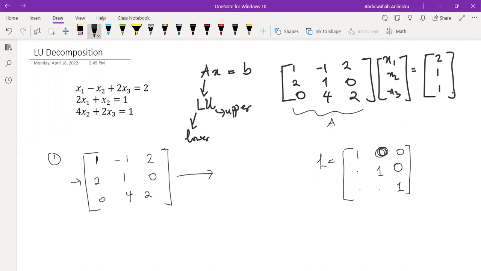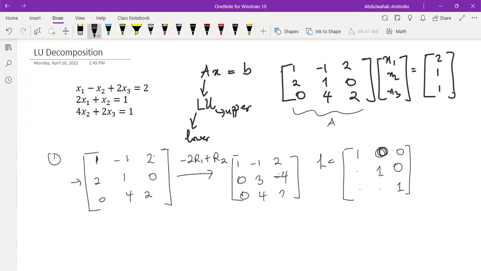So how do we do that? It's very easy. It's minus 2R1 plus R2. So what does that give us? 1, minus 1, 2. This will give us 0 here, and this would give us minus 2 times minus 1, that is 2, 2 plus 1, that is 3, then minus 2 times 2 is minus 4, minus 4 plus 0, that's minus 4, right?